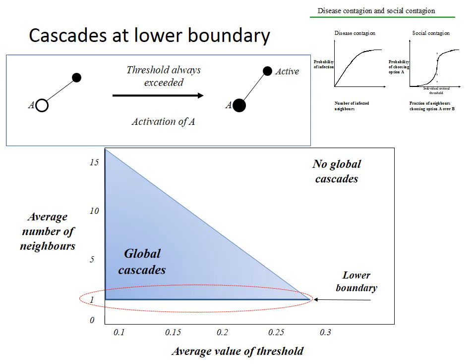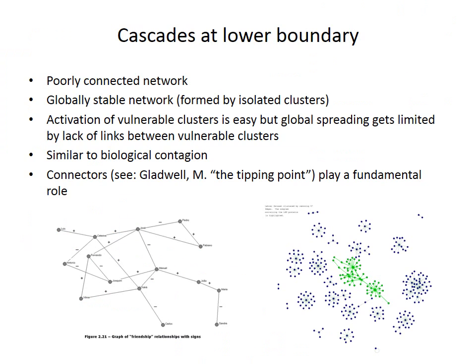Under this condition, which we call cascades at the lower boundary, as we said, we are under the condition of a sparsely connected network. Some individuals may have many connections, but others on average have 0. This creates a network which is partly fragmented. And then what happens in this network? Because the average value of threshold becomes irrelevant, it means that individuals are easily exposed to information, and so the network is locally unstable.